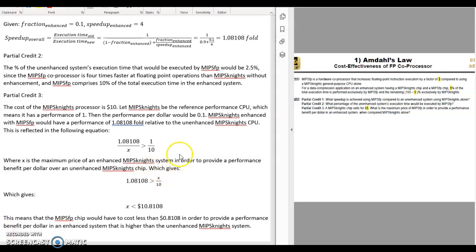And if you do the algebra, you're just going to multiply both sides by x. It's going to give you 1.08108, which is greater than x over 10, which gives x is less than $10.8108. This means that the MIPS FP chip would have to cost less than $0.8108, because we're talking about the chip by itself here, MIPS FP, not MIPS FP and MIPS NICE, in order to provide a performance benefit per dollar in an enhanced system that is higher than the unenhanced MIPS NICE system.